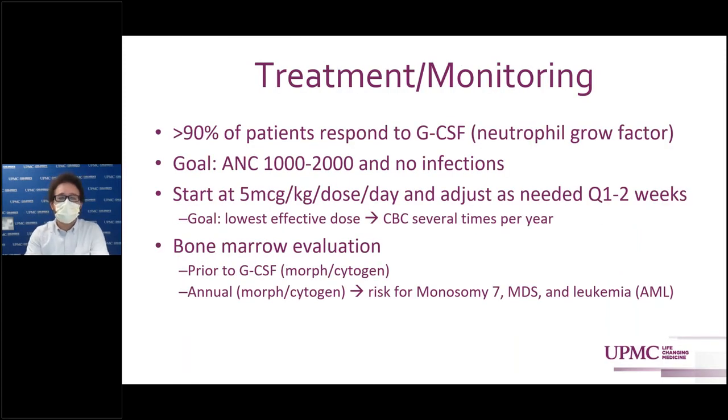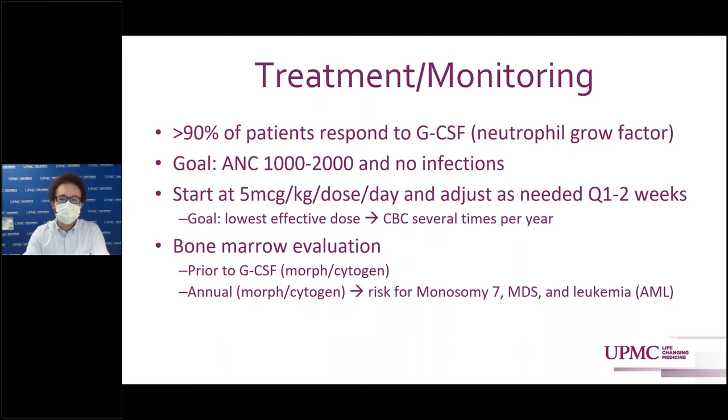Treatment for this, a good majority, over 90% of patients actually respond to what's called GCSF. So essentially it's a medication that's given by injection that is a neutrophil growth factor. So we help give the marrow a boost, and the marrow then responds and is able to produce healthy neutrophils. The goal of this is not always to get to a normal ANC, but that would be nice. So I usually give a range, but here I put from 1,000 to 2,000. But the main goal is to make sure that we're minimizing infections or other symptoms that they may be having from their neutropenia.